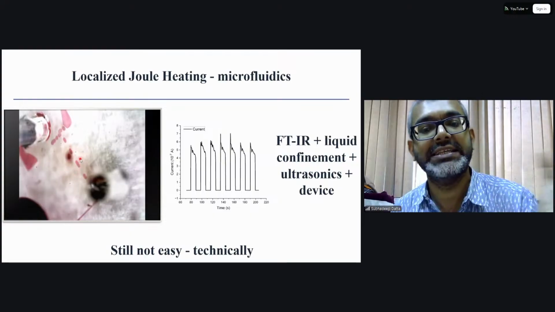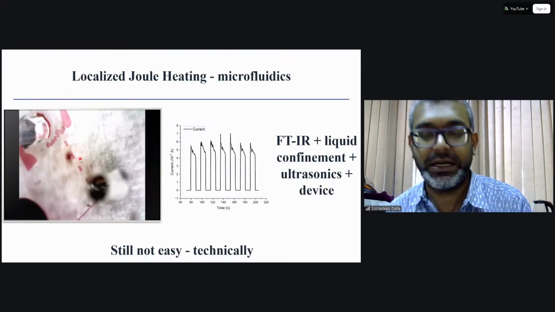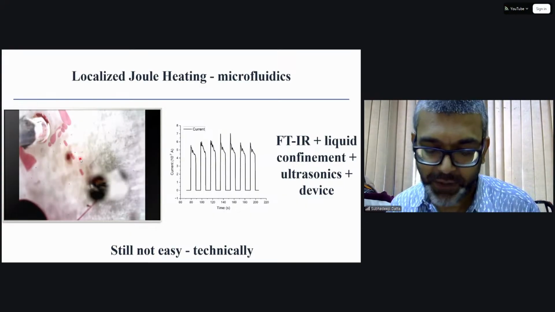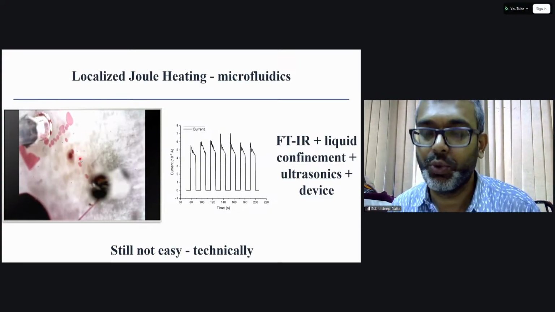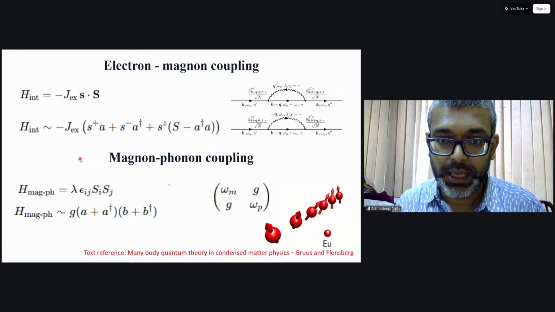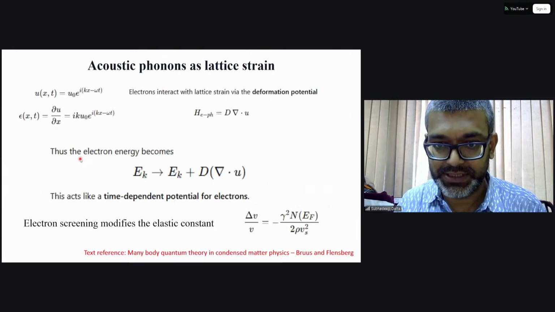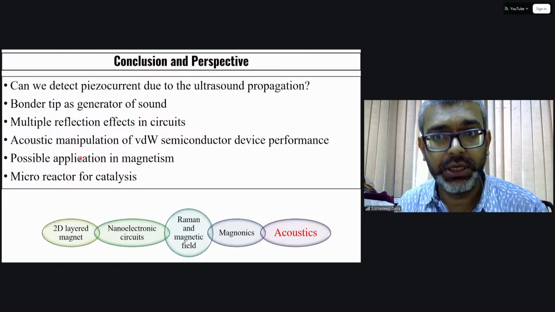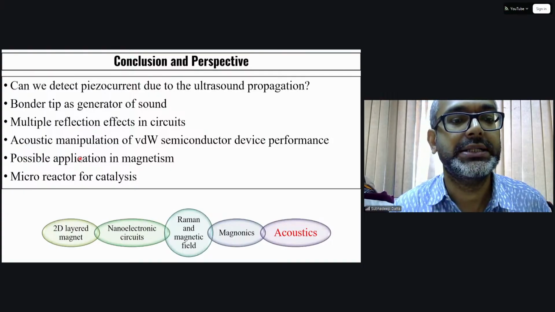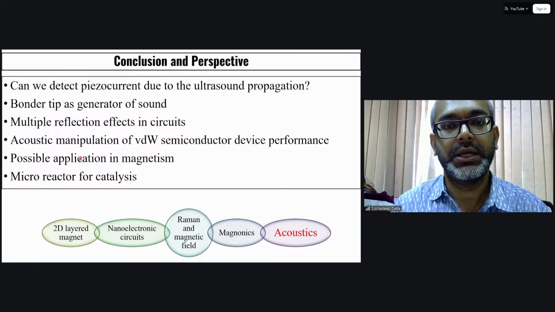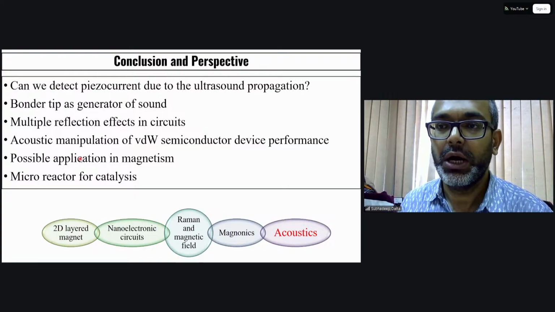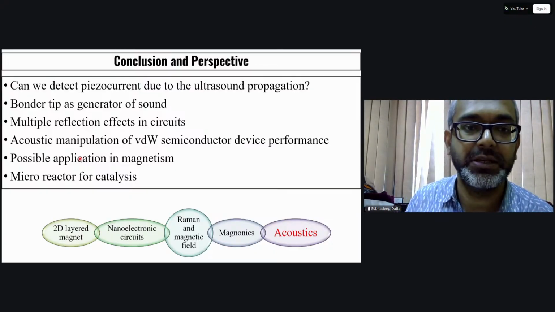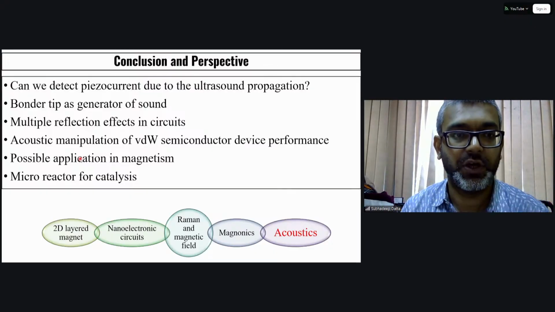And we can see that there is a change in the current, but the source is not yet known. It's a technically very difficult experiment which we are trying to do. I will skip this part and conclude that our experiments show that piezo current can be measured due to ultrasound propagation. A wire bonded tip has been used as a generator of sound.